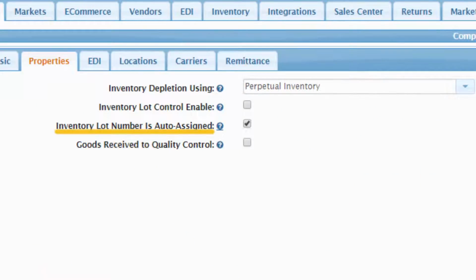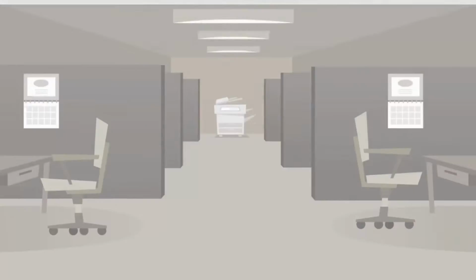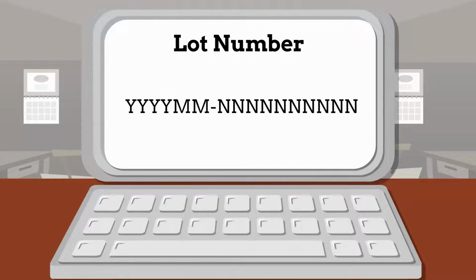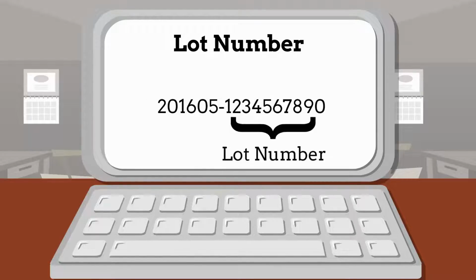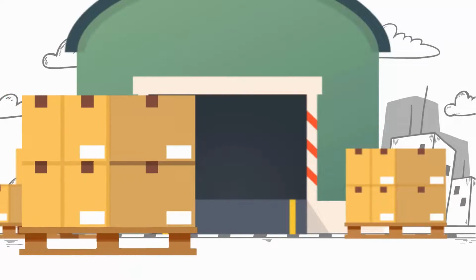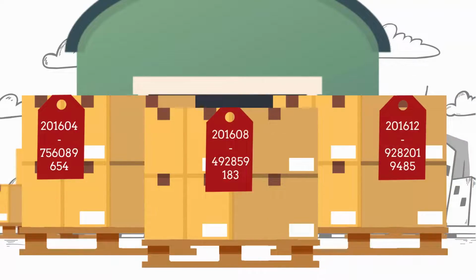Next, Orbit gives you the flexibility of assigning your own lot number or having it automatically assigned a random number. The default is auto-assigned by Orbit. An auto-assigned lot number is 16 digits long and takes the form as shown here. An example of a lot number is this, with the beginning string of numbers as the lot prefix and the end string as the lot number. The use of the lot number prefix allows you to easily group certain lots into a group. Lot number is guaranteed to be unique throughout your inventory sites.